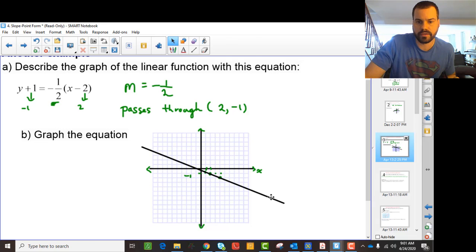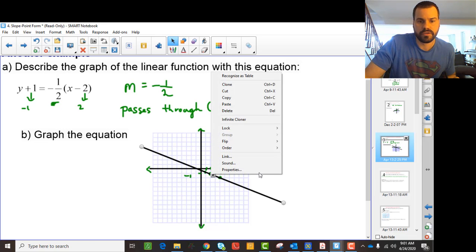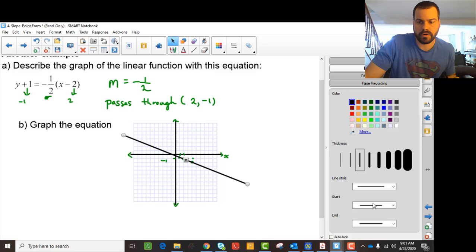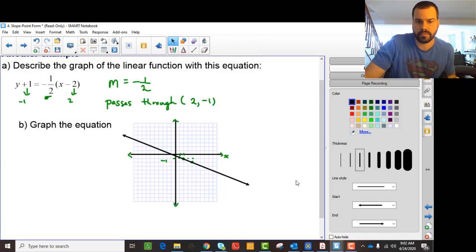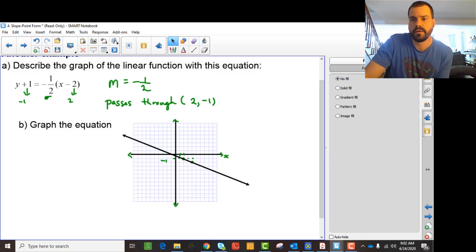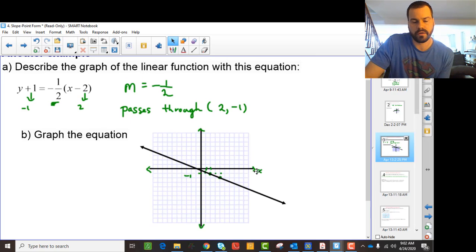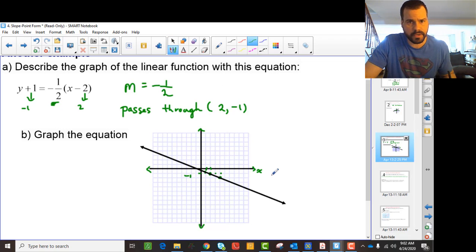So if you have a ruler, that's excellent. You should use that. If you don't have a ruler, then I would strongly suggest that you invest in one for these questions because it will make it much better. And then we have to put arrows on the end of our line to make sure that it indicates that we continue forever. So there's my graph.